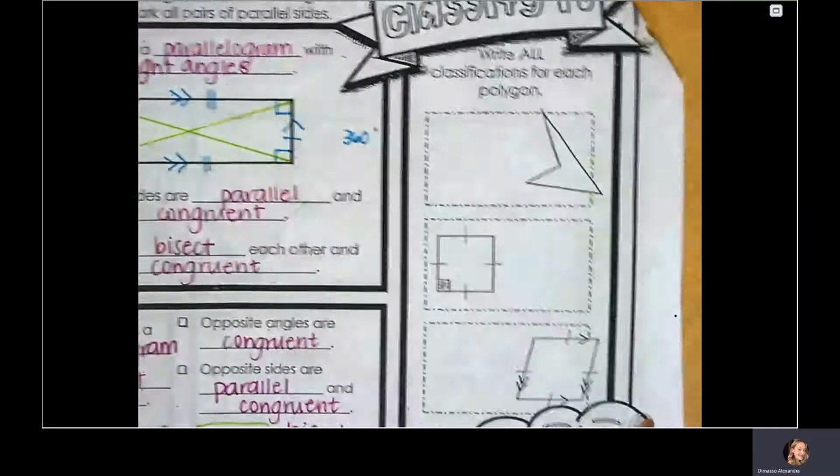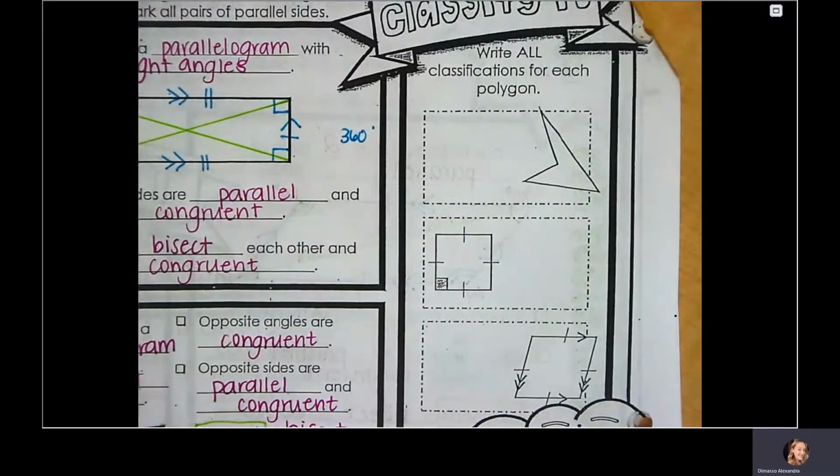So for each one of these pictures here, we're going to write down all of the classifications for the polygon. That means we're literally going to go through each one of those four we just did and decide which one of those it is. It could be more than one. It can have more than one answer for our classification.